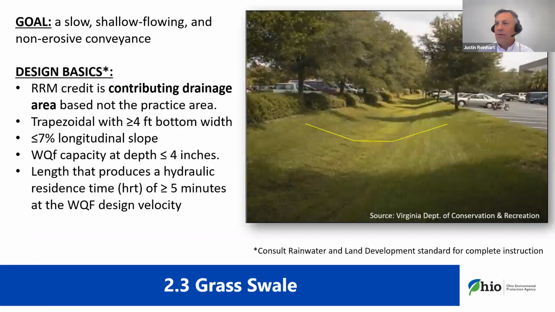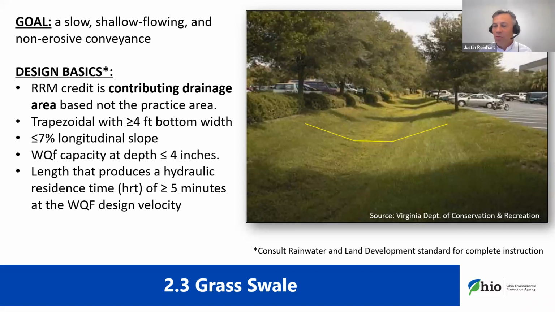Okay, moving along, as we start to run short on time, I'll have to start talking faster here. Sorry about that. But it's a grass swale. And so now we have a conveyance channel. And what we're trying to do here is move water slowly, again, at a very shallow depth.